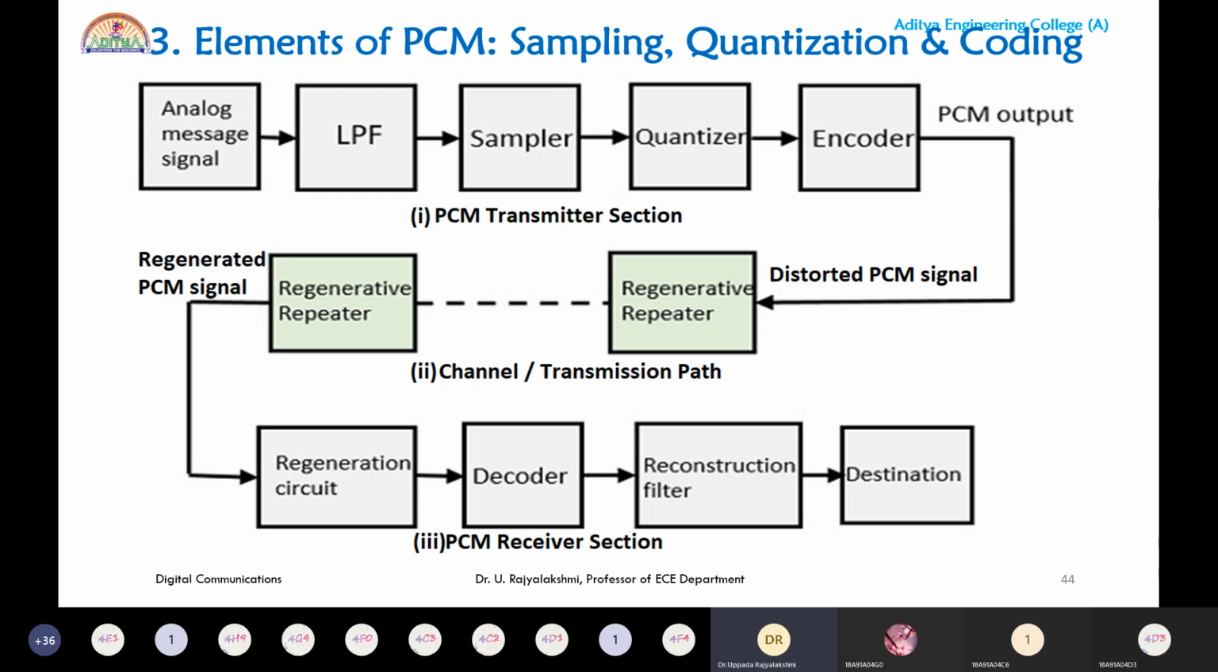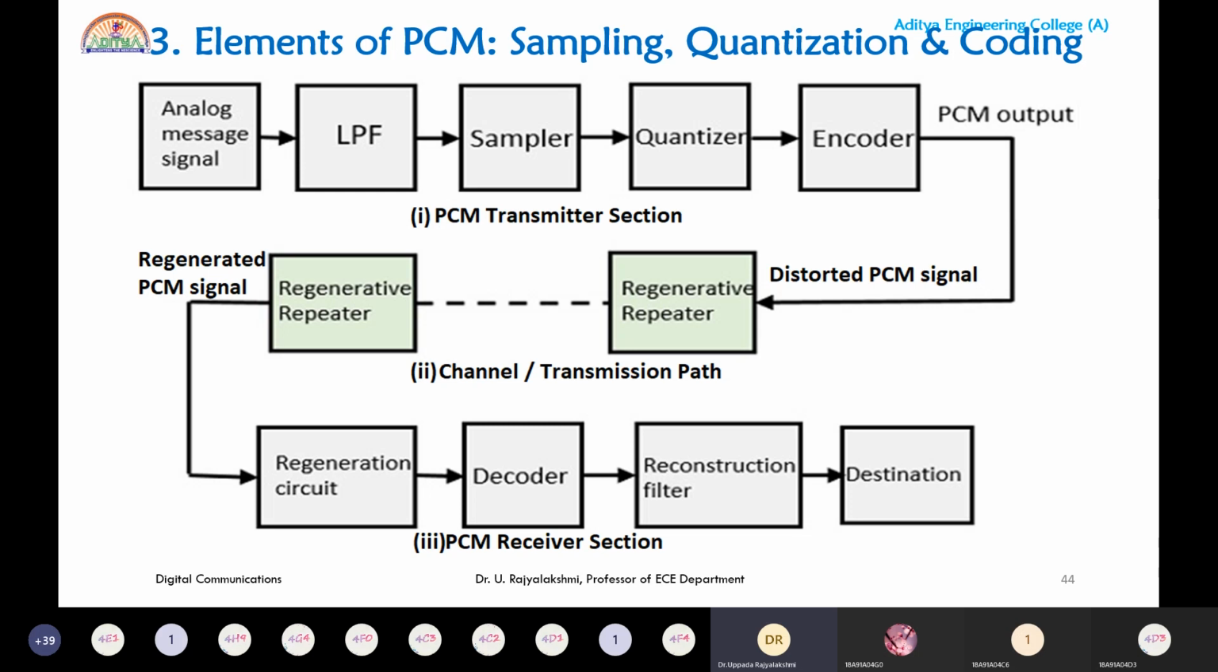That is applied to the encoder. Based on the discrete amplitude and discrete time quantized signal, the encoder generates the output in the form of a binary sequence. Now that is the final PCM transmitted signal. That PCM transmitted signal is applied to the transmitting antenna. Once the data is sent through the channel, sometimes our signal may get corrupted with noise.